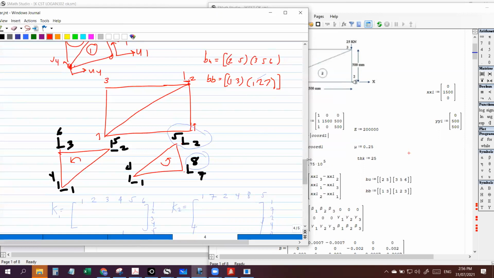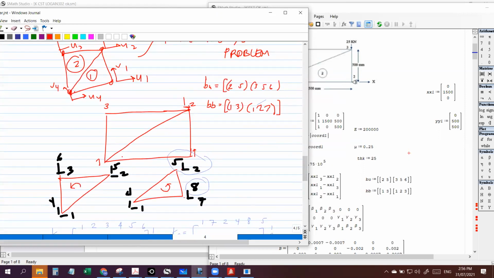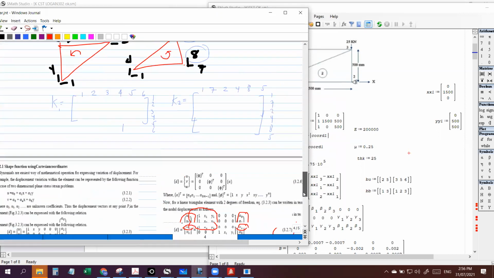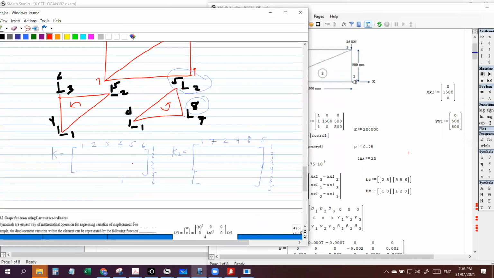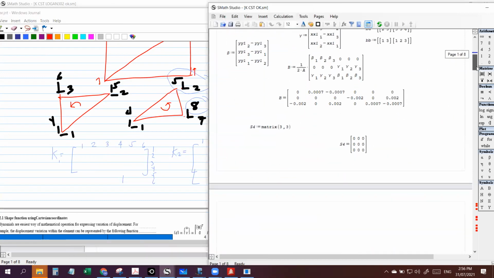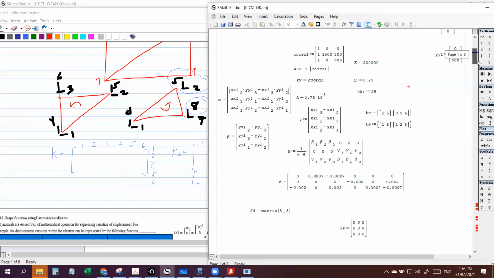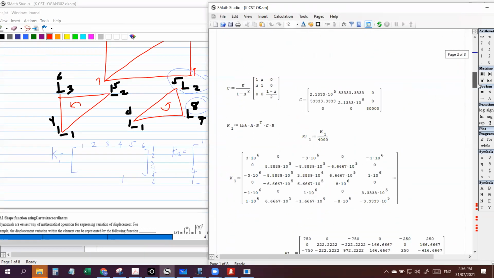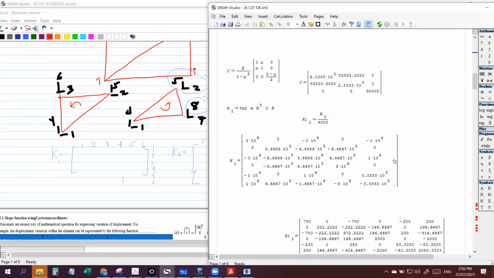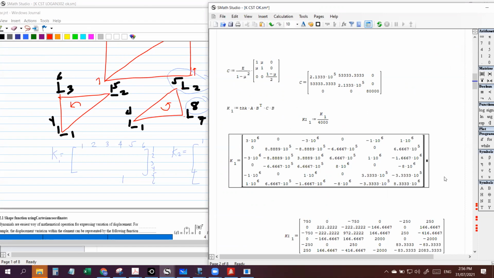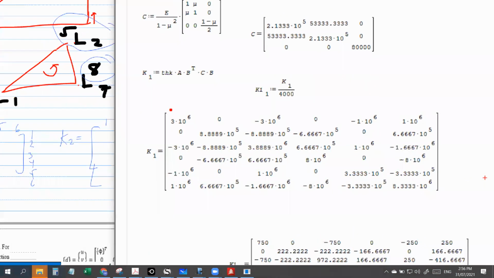So each element has 2 degrees of freedom. Therefore, 1, 2, 3. So 6 by 6. So our K matrix is 6 by 6. As you see here, 1, 2, 3, 4, 5, 6. And if you check our K1 here, expand ko to. So 1, 2, 3, 4, 5, 6. So yun yung ating matrix.